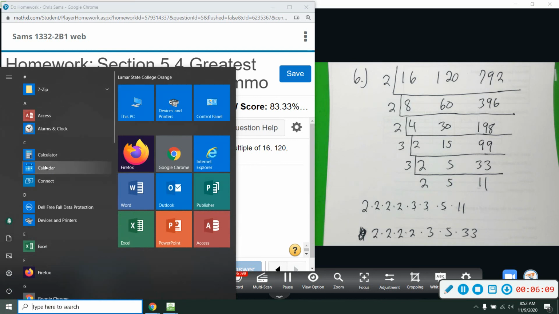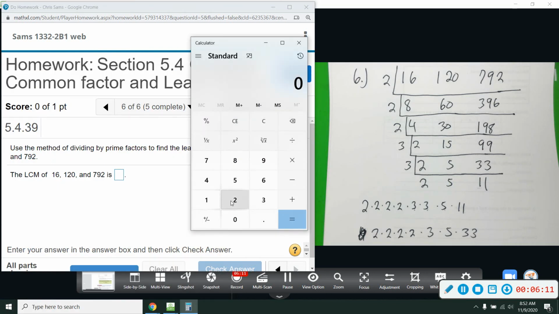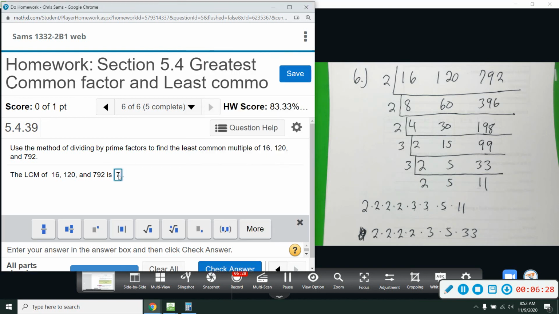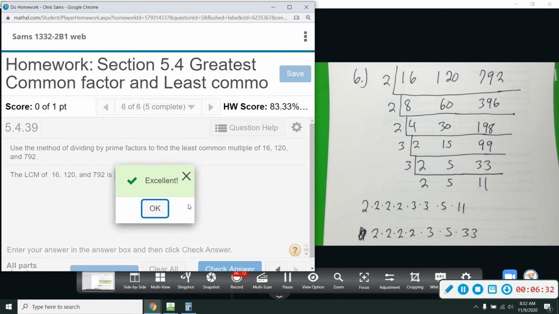This method is a little bit different. So let's multiply all this together: 4 2s, 3, 3, and then 5, and then 11. That gives 7,920. So this is new, but I like it as well.